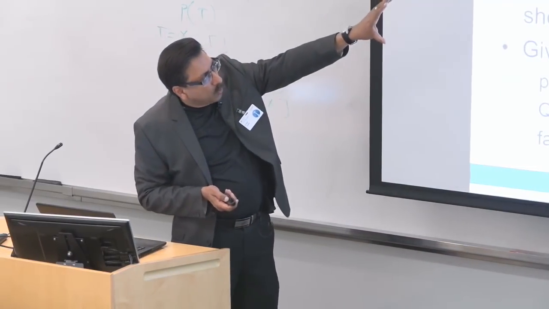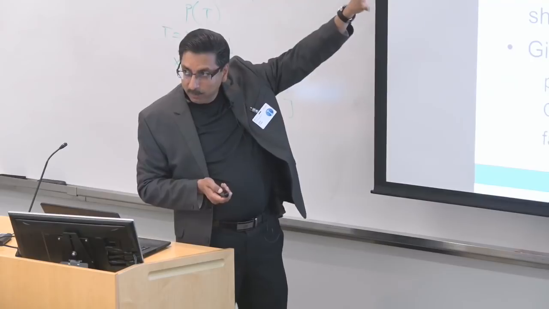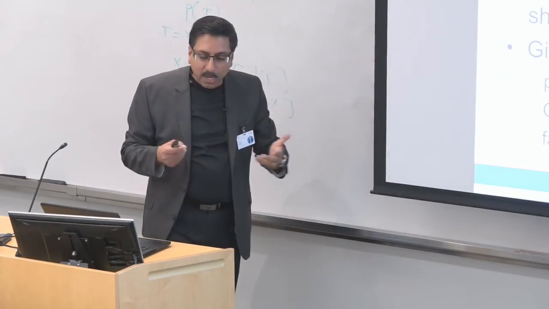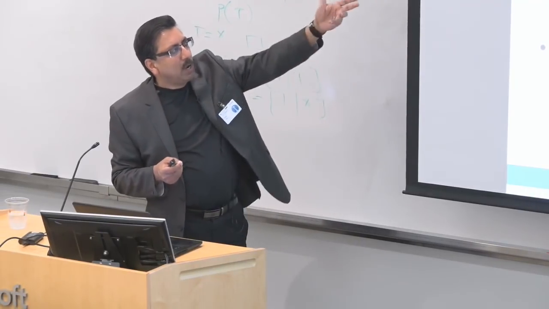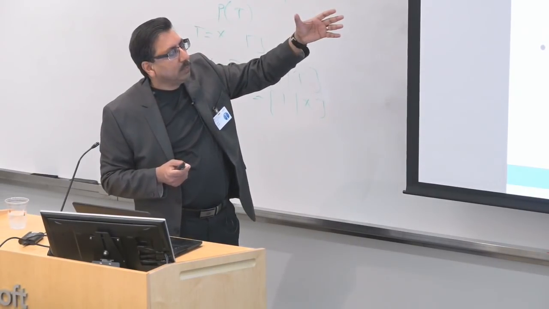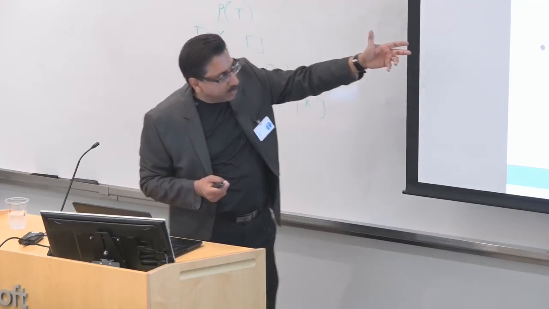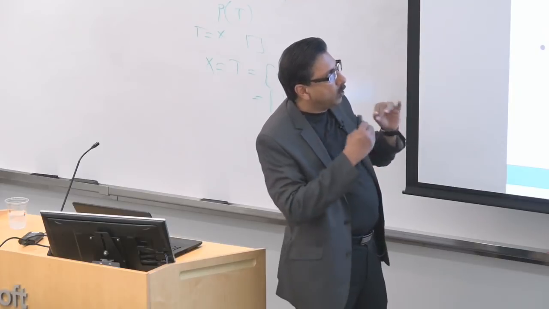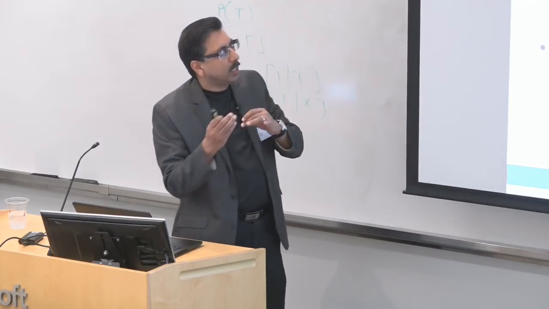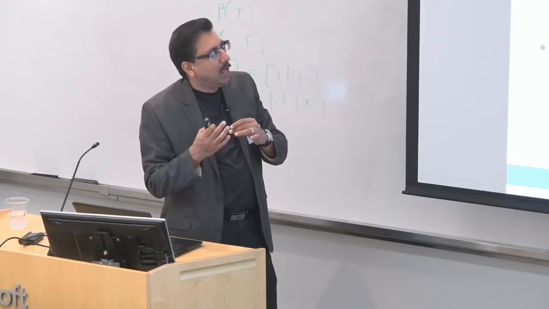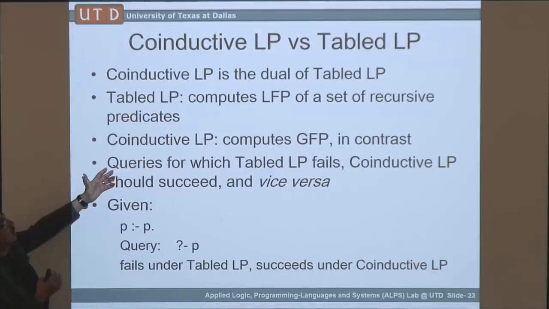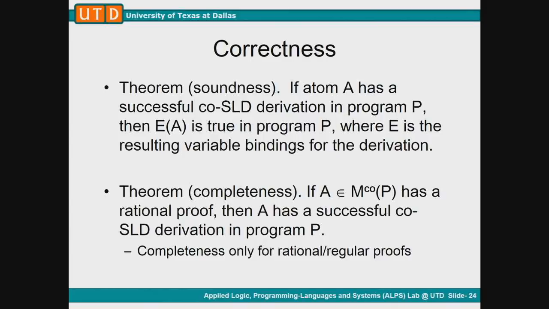So co-inductive logic programming is really the dual of tabled logic programming. Again, if you know what tabled logic programming is, Prolog has difficulty terminating when you have left recursive rules, and tabled logic programming helps you terminate even when you have left recursive rules. So if you have purely inductive semantics, then co-inductive interpretation will fail. And if you have purely co-inductive semantics, then wherever tabled semantics fails, co-inductive will succeed and vice versa. So really they're dual. Again, this is something very technical.